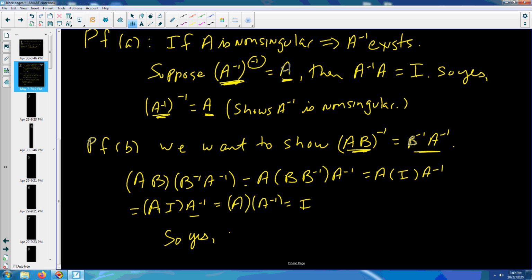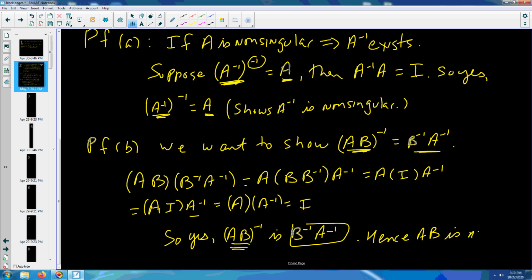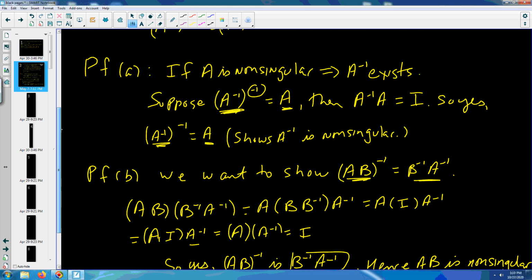So yes, the inverse of AB is B inverse A inverse. So not only did we show that the inverse of AB is this, we also showed that AB is non-singular. Hence, AB is non-singular. How can you have an inverse if it's singular? It has to be non-singular. Okay, that is the proof for B.